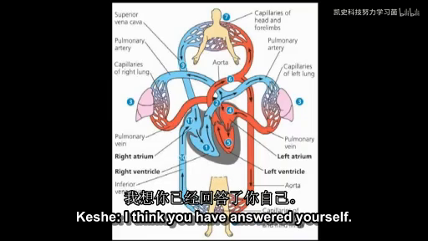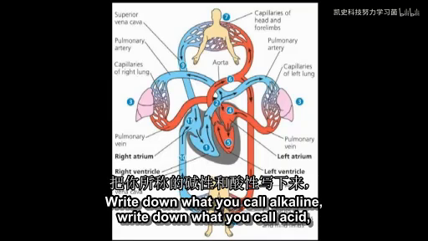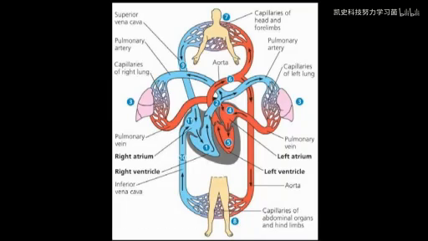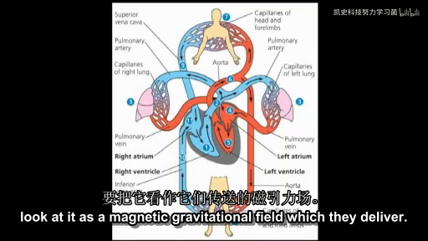Acid, I think you have below 7. Okay, sir, I think you have answered. Write down what you call alkaline. This is acidic, in a hydrogen, carbon, chemical and oxygen. Look at it as a magnetic gravitational field which they deliver.